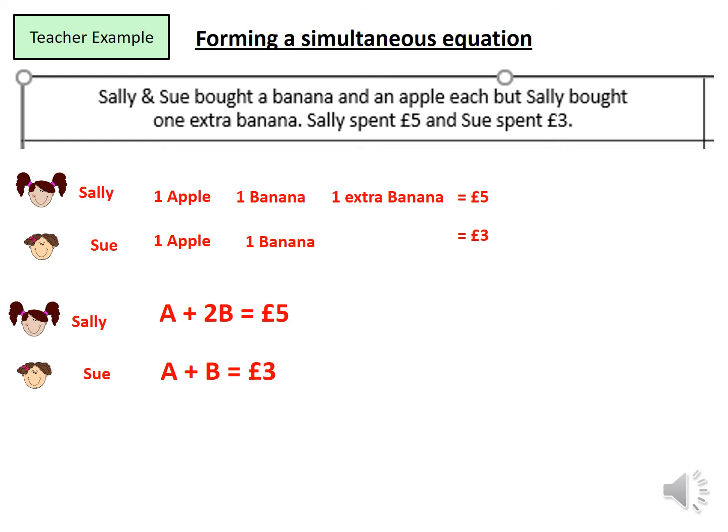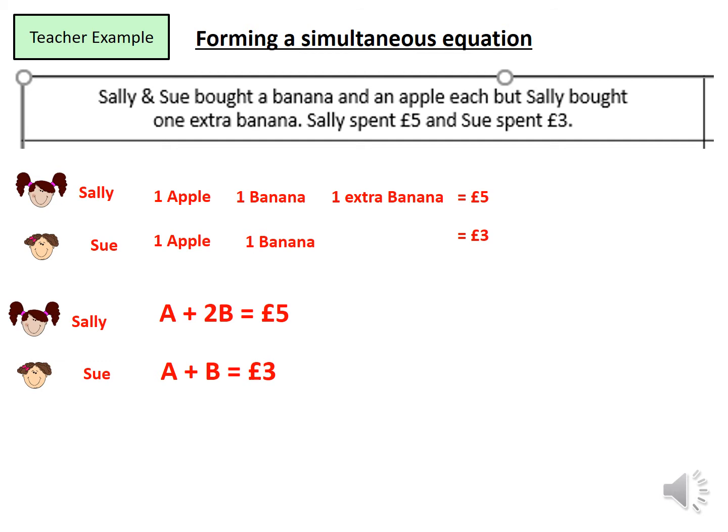I now have formed simultaneous equations for Sally and Sue as to how much they spent on buying apples and bananas. I now need to solve how much one apple is worth and how much one banana is worth. I'm going to be using the stop rule to eliminate either the apples or the bananas first, so I can solve what each one's worth. Now to use the elimination method, I need the coefficients the same. I can see straight away that I've got one apple in each of these equations, so the apples are the same coefficient. I'm going to eliminate the apples first.